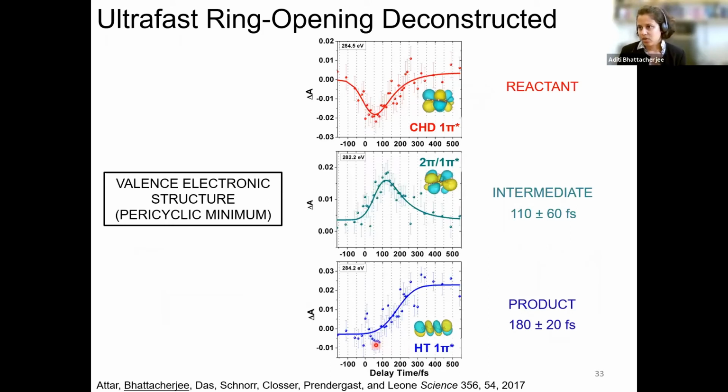So this is the ultrafast ring opening in cyclohexadiene deconstructed. What you see here are the key photo product, the ground state reactant, and the intermediate kinetics lineout traces. Going from the bottom, this is the rise in the 1s pi star hexatriene resonance at 284.2 electron volts. At the top, you see the depletion of the cyclohexadiene 1s pi star resonance at 284.5 electron volts, which recovers, because of the overlap between the two peaks at 284.2 and 284.5 electron volts.